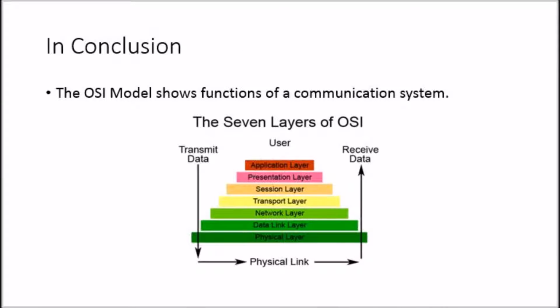In conclusion, the OSI model shows the basic functions needed for a communication system. Again, the 7 OSI layers are physical, data link, network, transport, session, presentation, and application.